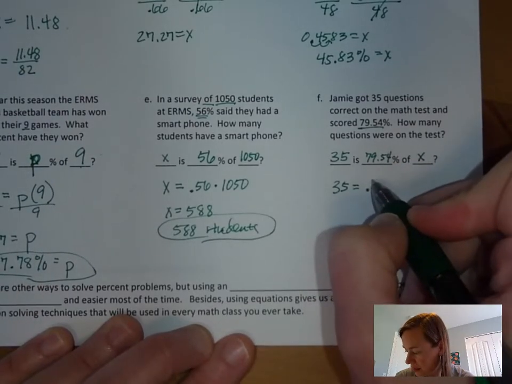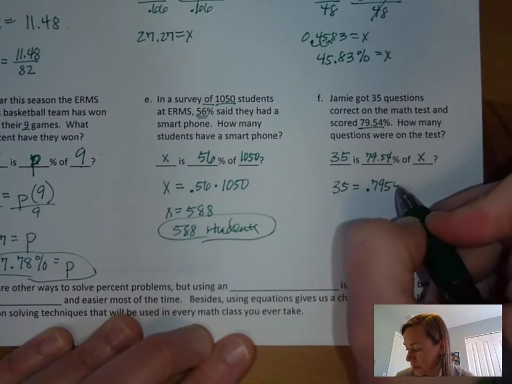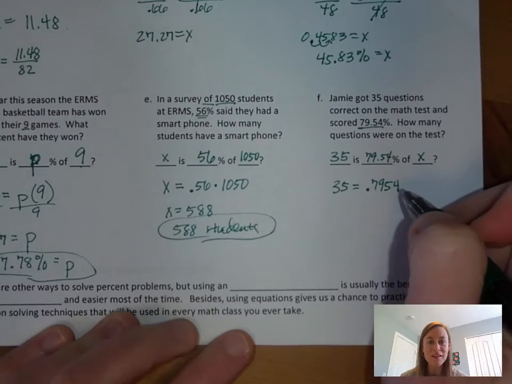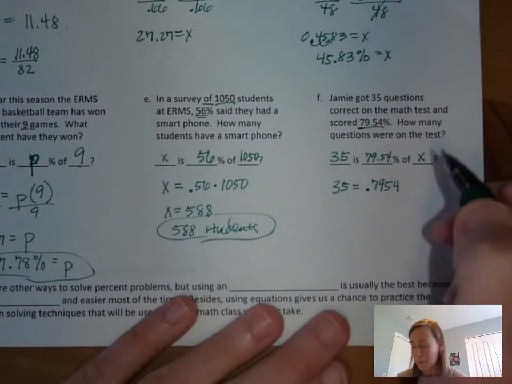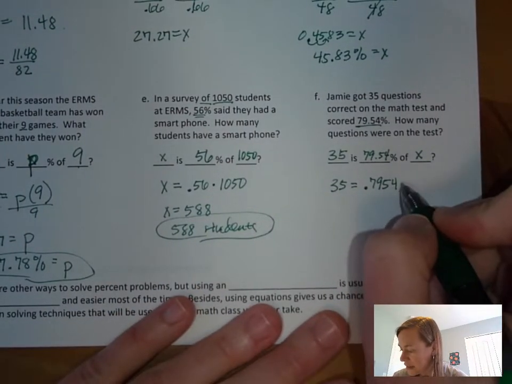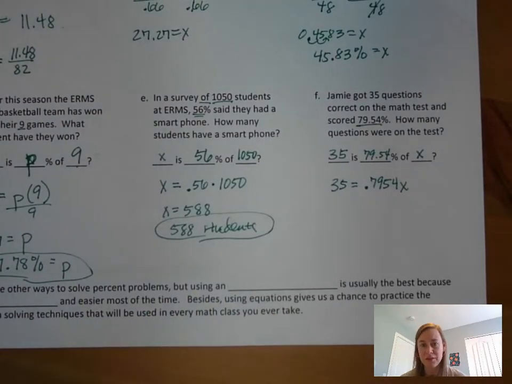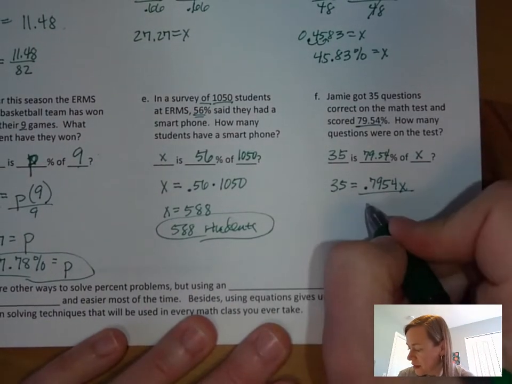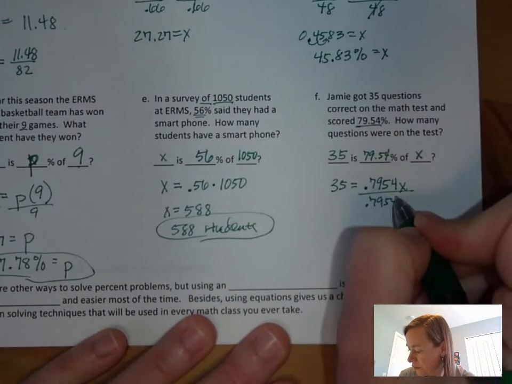And that's going to translate to 35 equals, remember to move your decimal point here, so 0.7954, and also please don't round at this point. If you do any rounding, make sure you do it as your very last step. And then of x means times x, so I'm just going to put my x right there. Now you're going to divide through by 0.7954.